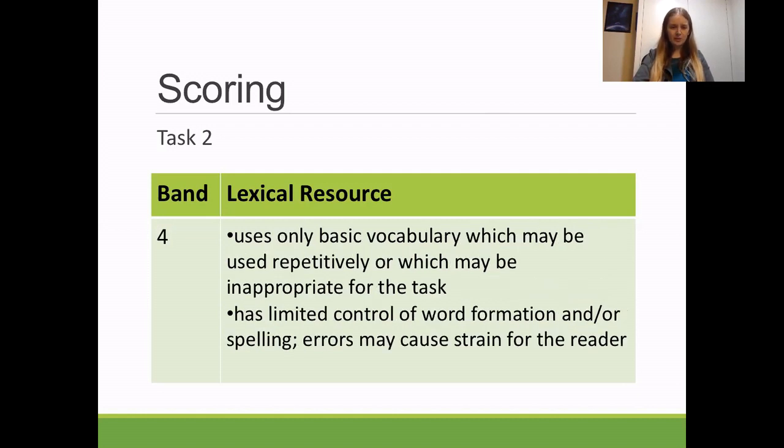A score of 4 would mean that you're using basic vocabulary and it might be repetitive or inappropriate. And you don't have very good control of your word formation or your spelling. And your mistakes might make it difficult for the reader to be able to read and understand.